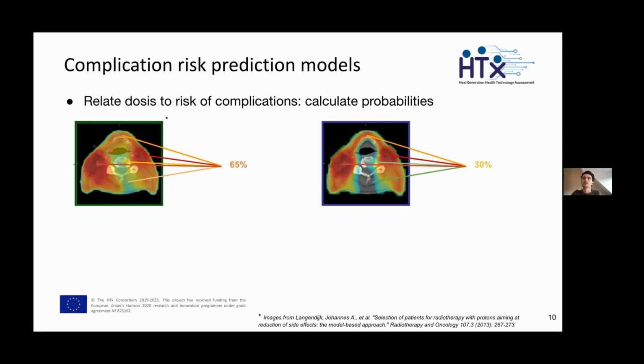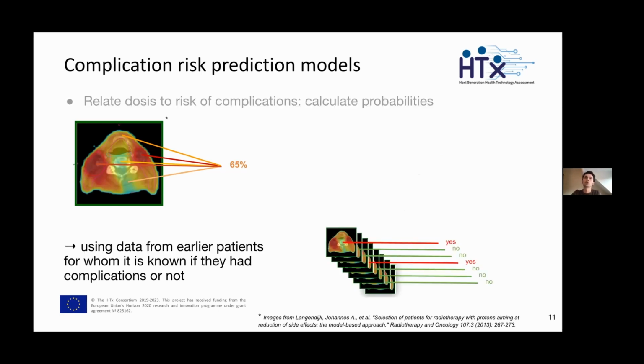In the HTX project, one important thing to notice is that these risk models are also based on patient data from patients who earlier received radiotherapy. And for those patients, you already know whether they got complications or not. Based on that, these models are developed. They are used as examples to relate what regions are important for developing complications, which is needed to estimate the models.